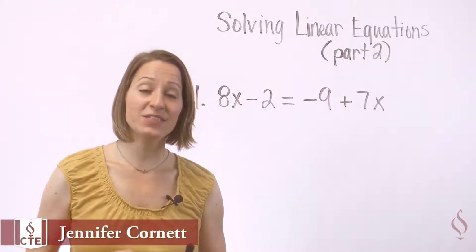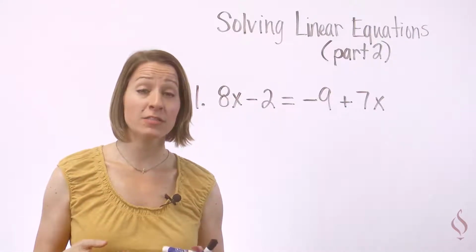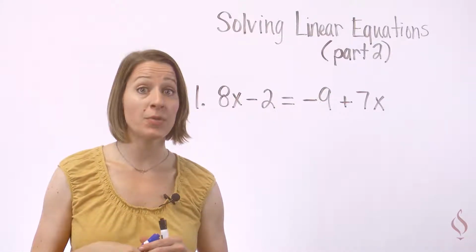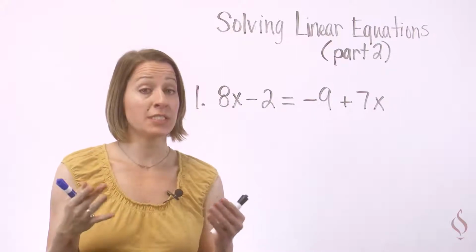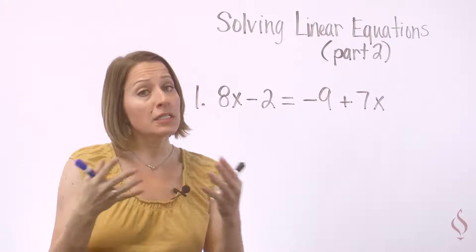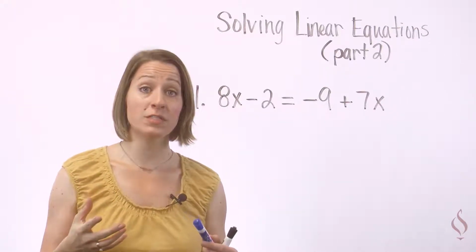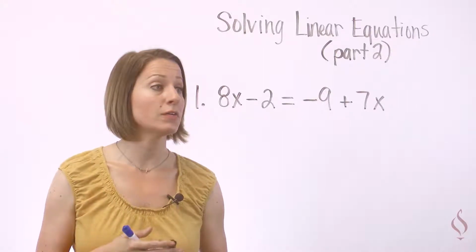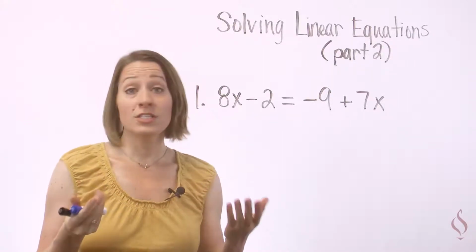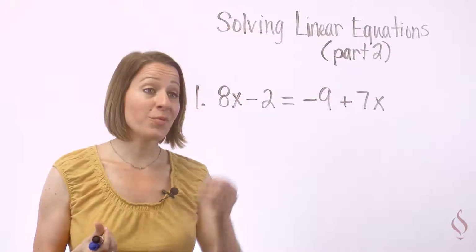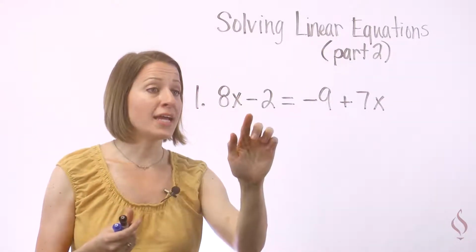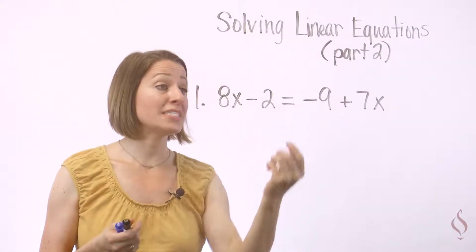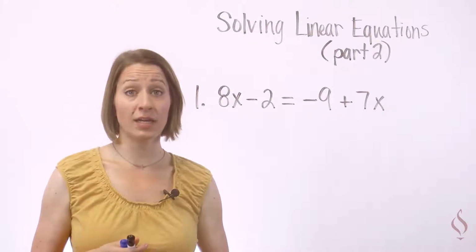Hi guys. In this video, I'm going to continue to talk about solving linear equations, except I'm going to call it part 2 because now it's going to get a little more involved than what we were doing on the last video. So let's just get started. Take a look at number 1 here. We have 8x minus 2 equals negative 9 plus 7x.